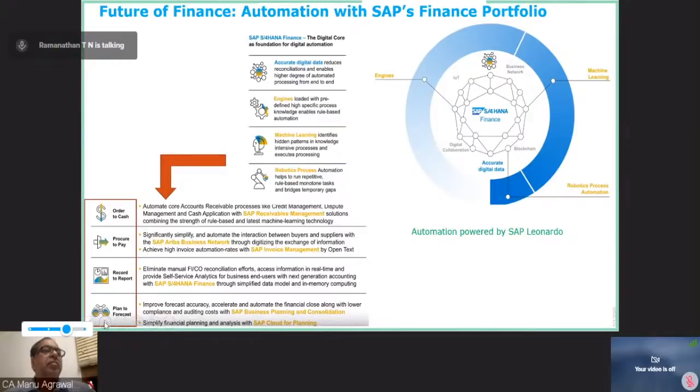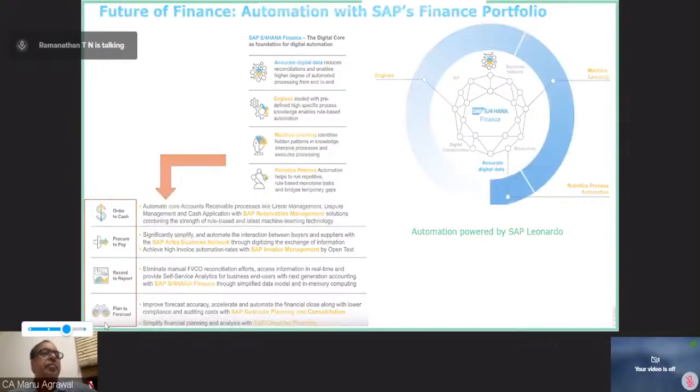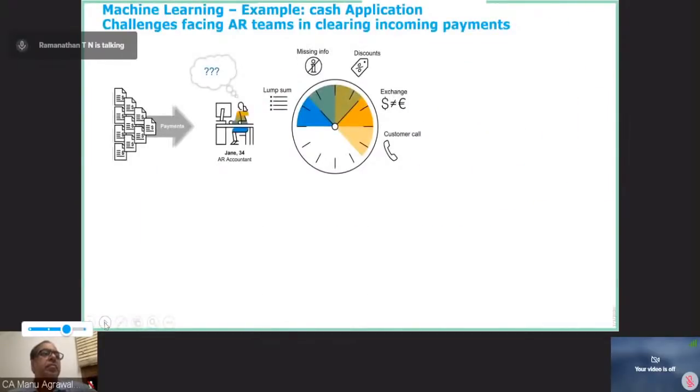Or procure to pay processes. SAP tries to provide OCR capabilities on invoice management, or in terms of the GRIR account reconciliations, or account reconciliations, machine learning capabilities, and all that. So these are something which SAP is trying to provide us. These are something which we should be aware of as well, to make sure we use them, right? So this is an example of machine learning, right?